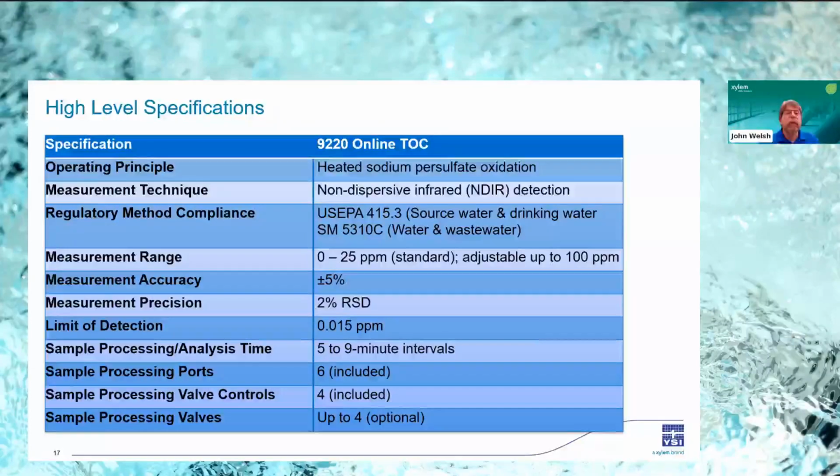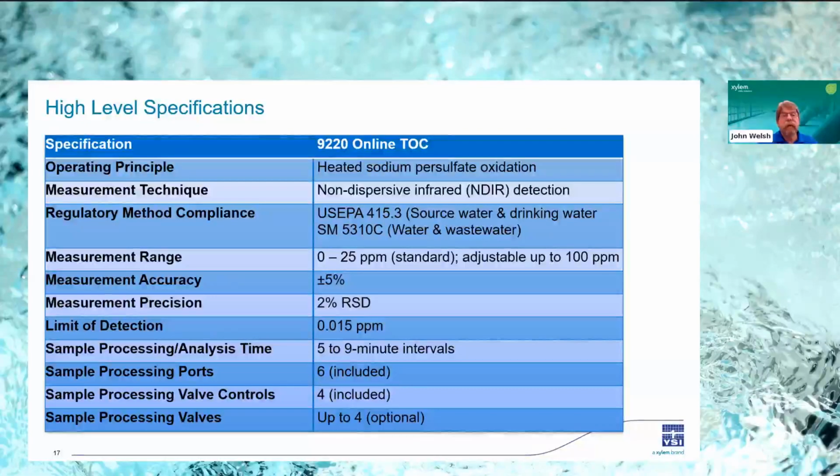And these are just some of the high-level specifications of the instrument. Again, it uses the principle of heated persulfate oxidation. It conforms to USEPA 415.3, standard method 5310C. A couple of comments about the measurement range. The standard range of the instrument is 0 to 25 parts per million and adjustable up to a maximum value of 100 parts per million.